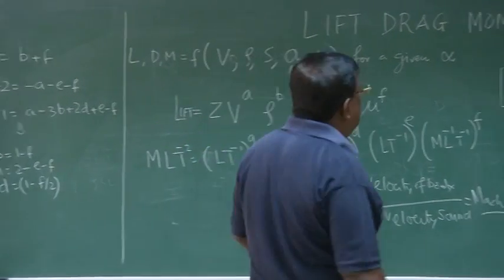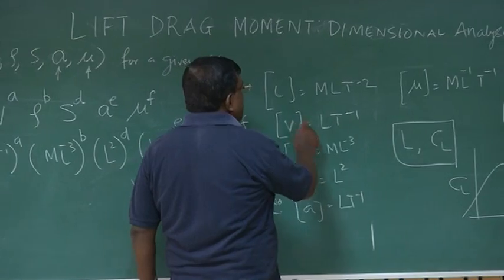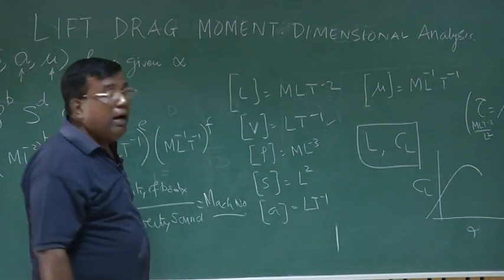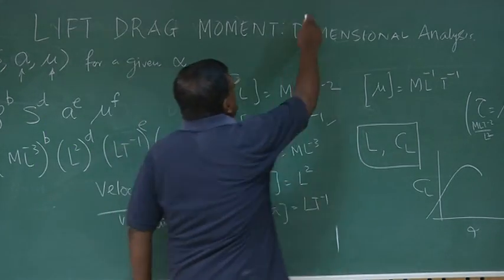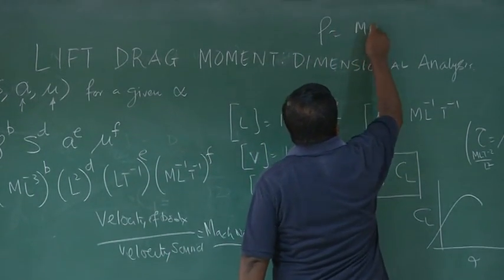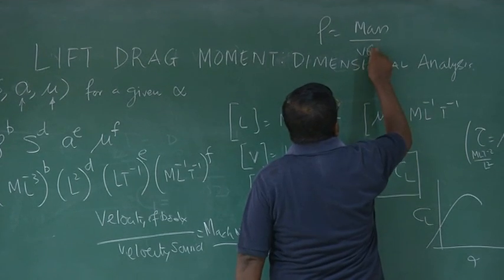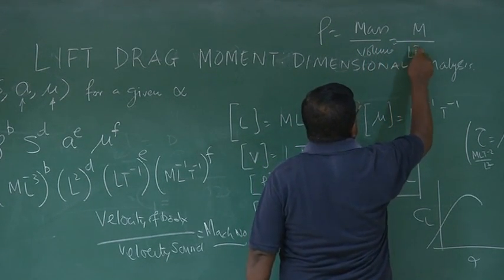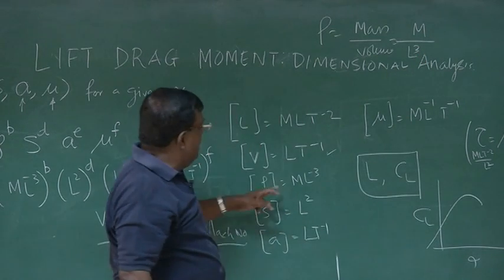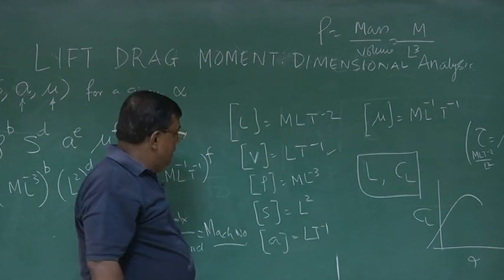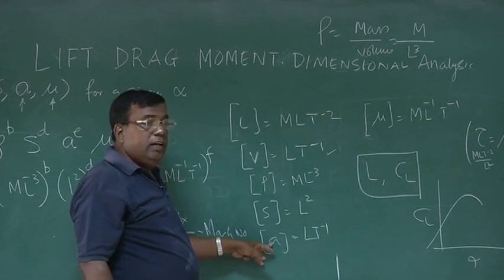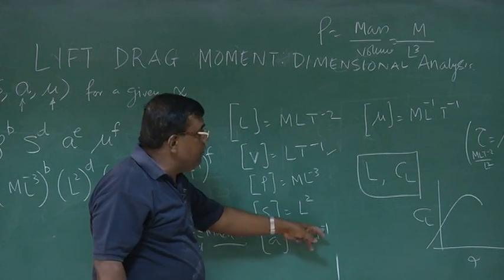No issues. What is the dimension of v? It is L T to the minus 1. Dimension of density: this is mass per volume. So density is mass per volume, mass is M, volume is L cubed, so density becomes M L to the minus 3. Similarly, S is the area, so it becomes length squared. A is the velocity of sound, so it becomes L T to the minus 1.